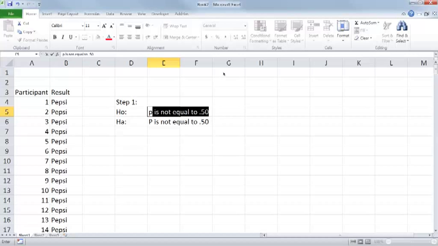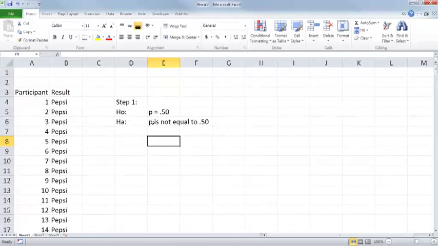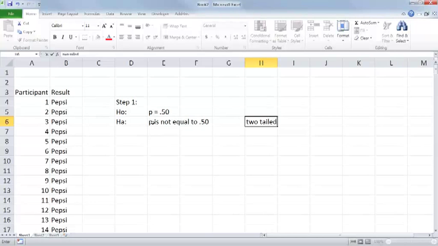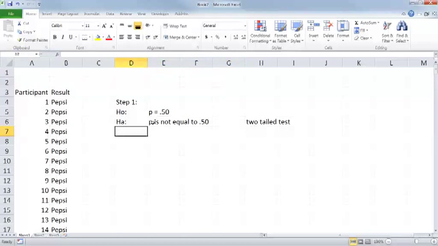So the null hypothesis then is that P is equal to 50%, right? So that's what we're after. This is really little p. P is not equal to, and then because it's not equal to, this is a two-tailed test, right? All right, so there's step one.